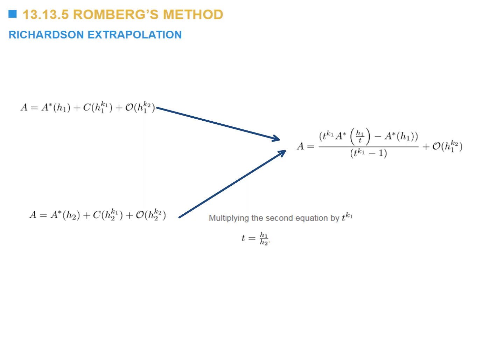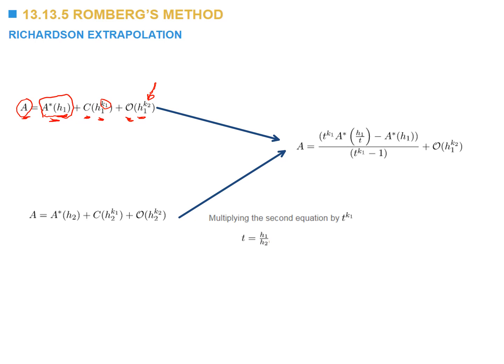Let's say I have a quantity A, and this quantity A can be approximated by a numerical algorithm when I choose a step that's equal to h1. The difference between the true value and the approximate value is equal to a constant multiplied by the step to the power k1, plus maybe another constant or an error term that's directly proportional to the step size to the power of k2.